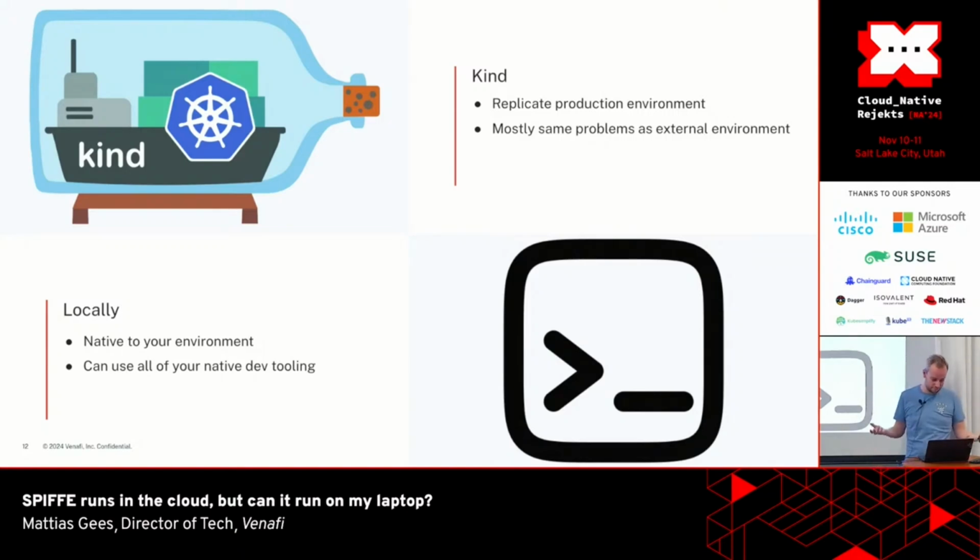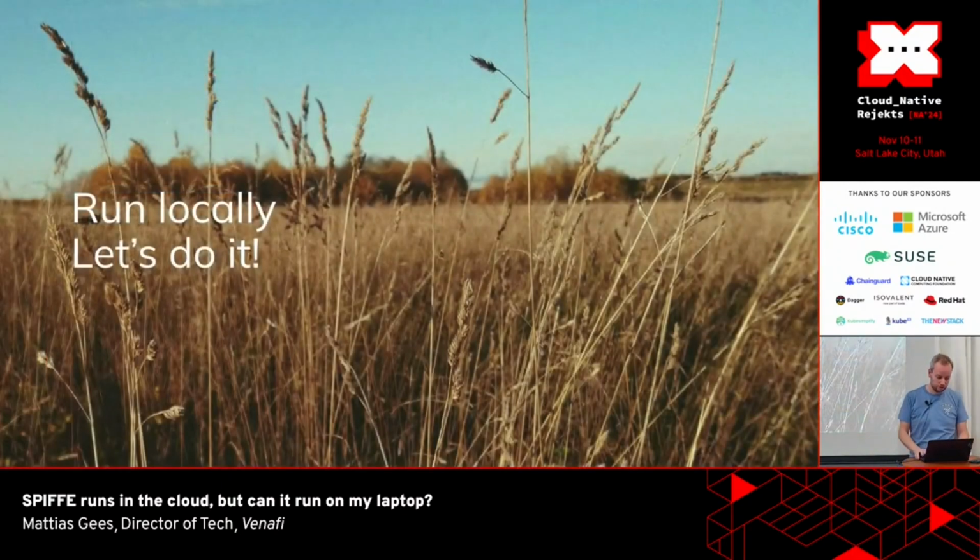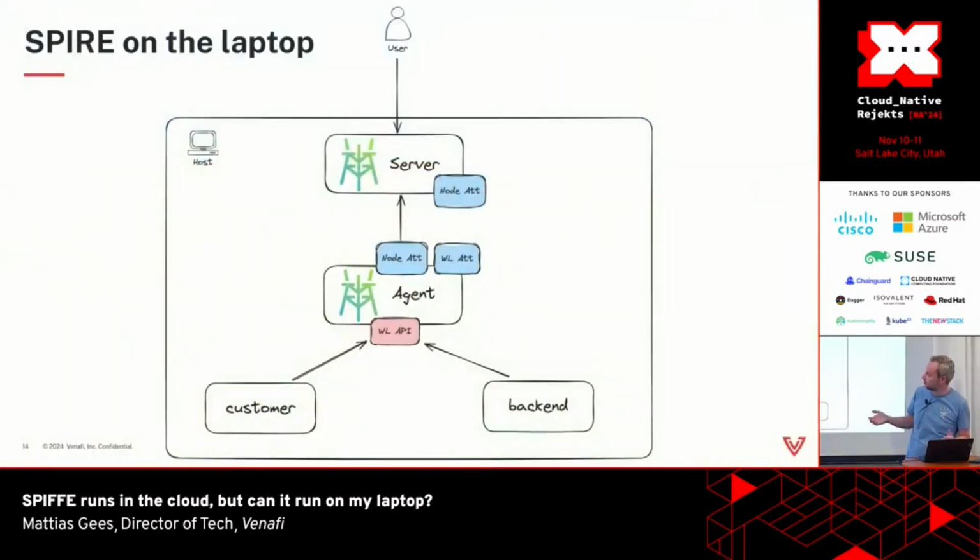So we of course are going to go locally, so that we can really have it native to our environment and can use all of our local dev tooling. This is what our architecture is going to look like. We're going to run both the server and the agent on our laptop, and we're going to have a customer and a backend running on there as well.